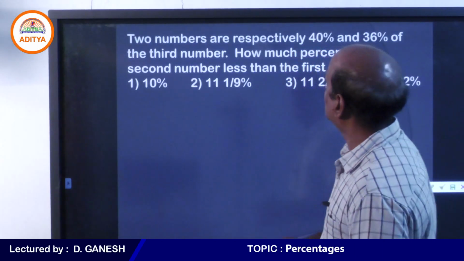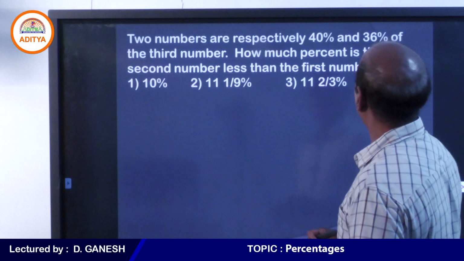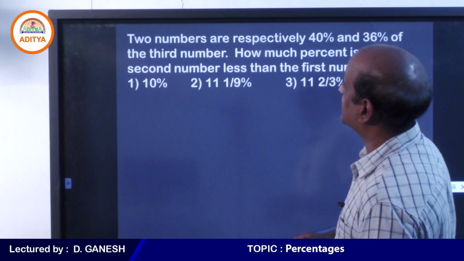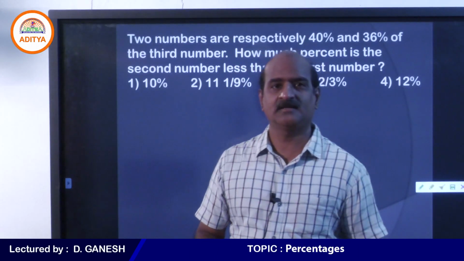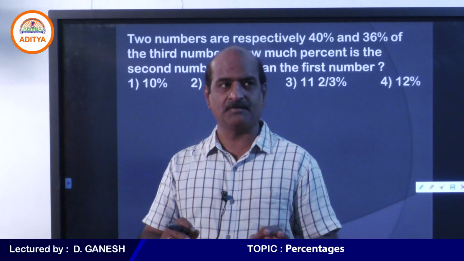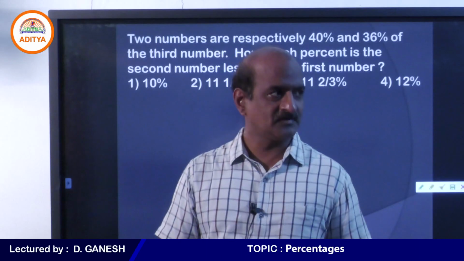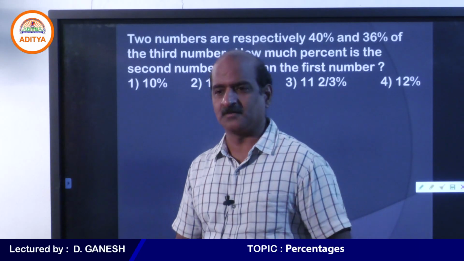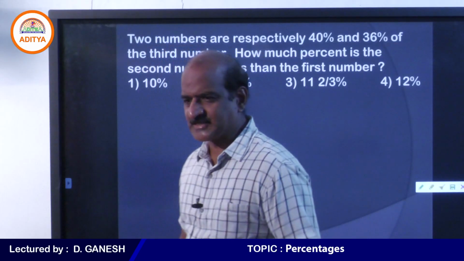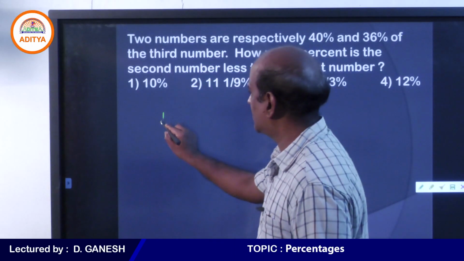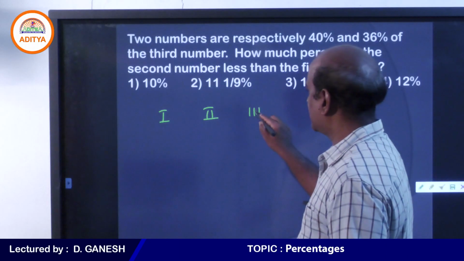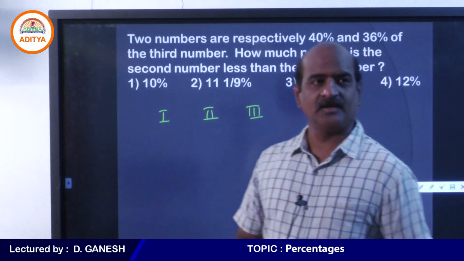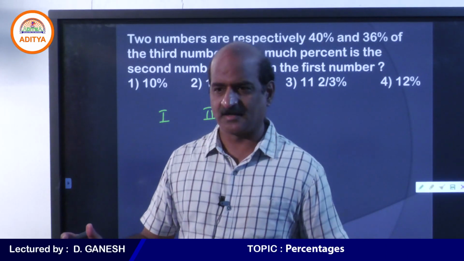Just look at that. Two numbers are respectively 40% and 36% of the third number. I am repeating it once again. First 2 numbers depend on third number. Yes, once again we have to start from the third number, because the first 2 numbers depend on third number. Anyway, conveniently we take third number as 100.